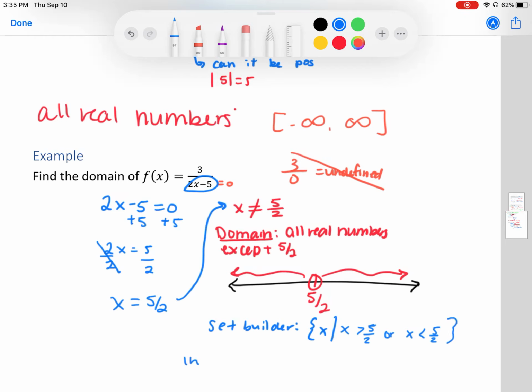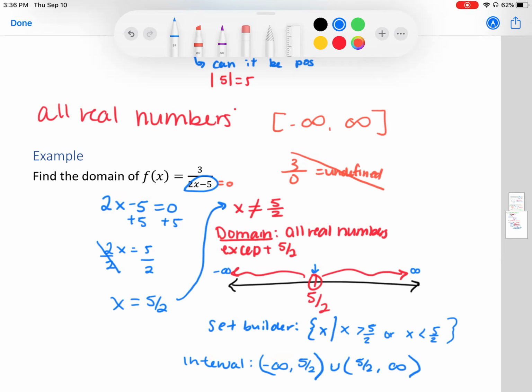In interval notation, it would range from, so we read from left to right, so we go from negative infinity to infinity with that break at 5 over 2. So we go from negative infinity to 5 over 2. Infinities always have a parenthesis, and because that 5 over 2 is not included, it's just a stopping point, it also gets a parenthesis. Union, 5 over 2 to infinity.